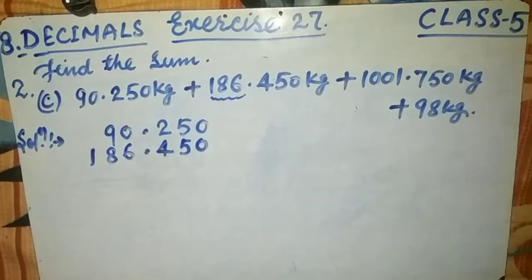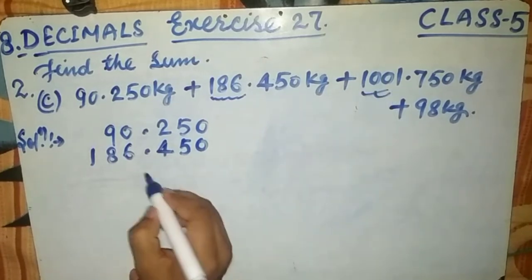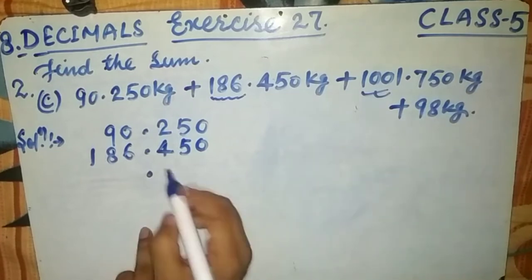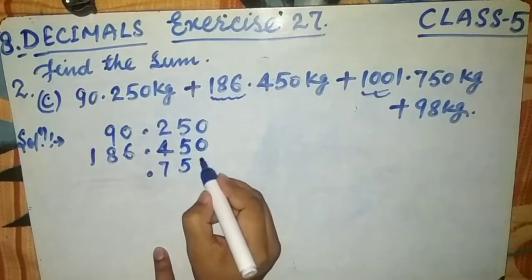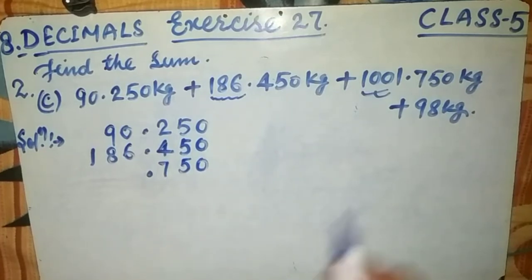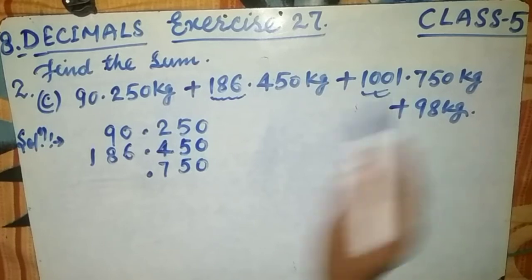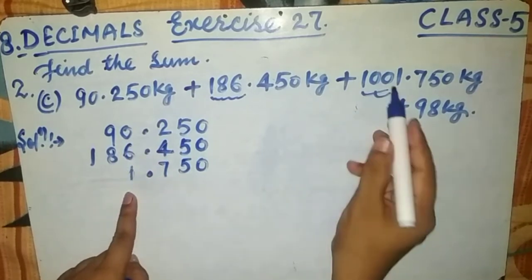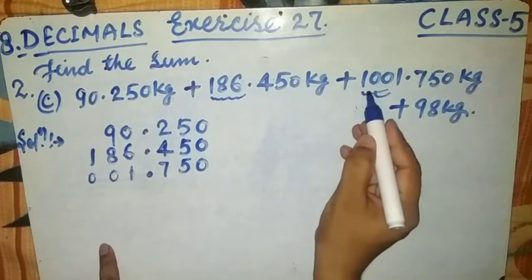Okay, now next, here the decimal should be here, it should be in a straight line. Here the 750: 7 is here, 5 is just here, and 0 is just here. Now before this decimal is 1001, this is the ones place. This is 0, then 0, 0, then 0, then afterward this is the thousandths place.